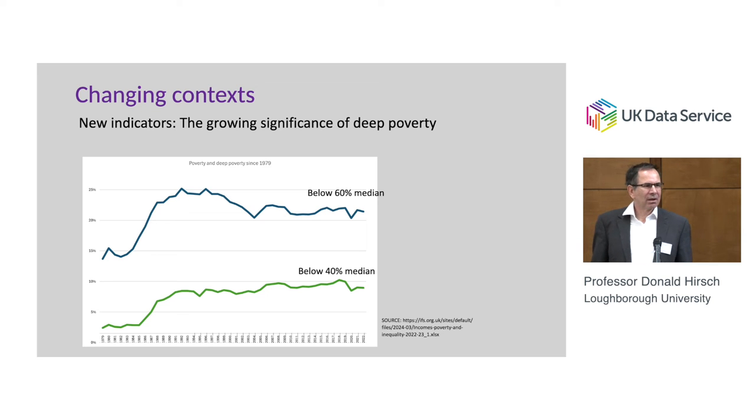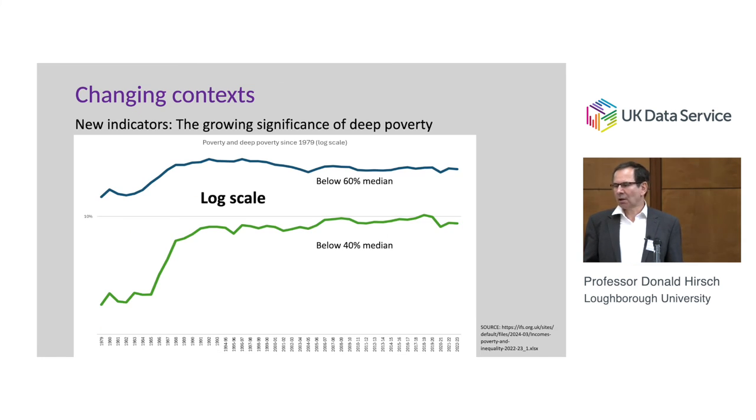Why is it wrong? Because it uses a standard linear scale. And if you look down at the bottom, it starts from very low, the 40% median. So let's put it onto a log scale, and you see the difference, that it's gone from very few people living below 40% of the median, to really a very substantial number, but most of that growth having come in the 80s and early 90s.